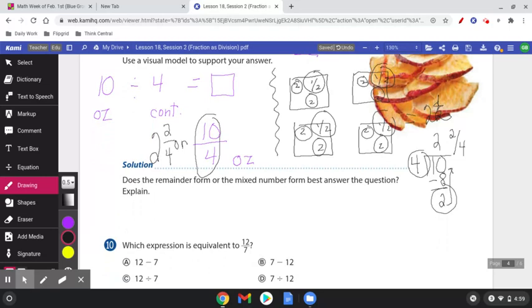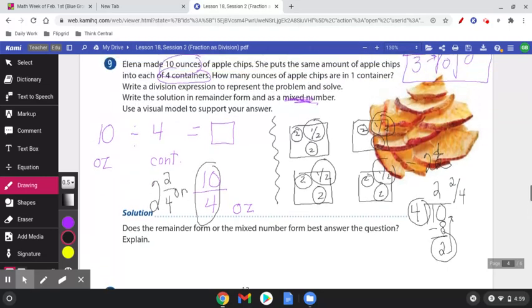Does the remainder form or the mixed number form best answer the question? You wouldn't want to say they would have 2 remainder 2 ounces in each. You don't want to leave out the ounces. You want to use all of the ounces. So that leftover 2 here, you want to use as a fraction.